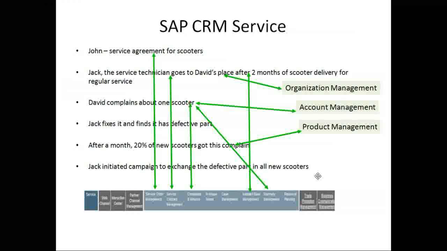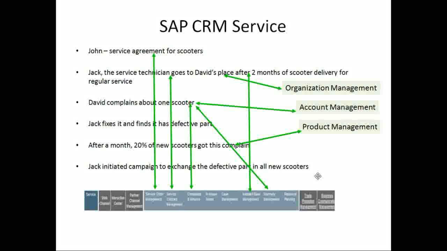When we talk about the business process, how these business processes are mapped with this example, we'll see. Service order management. So John designs the service agreement for all the new products, and this agreement will be maintained under service order management.